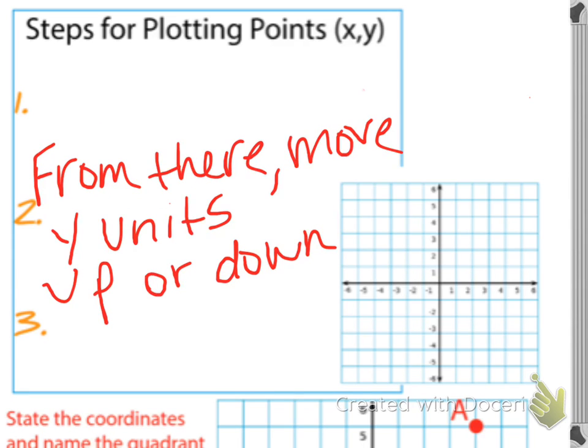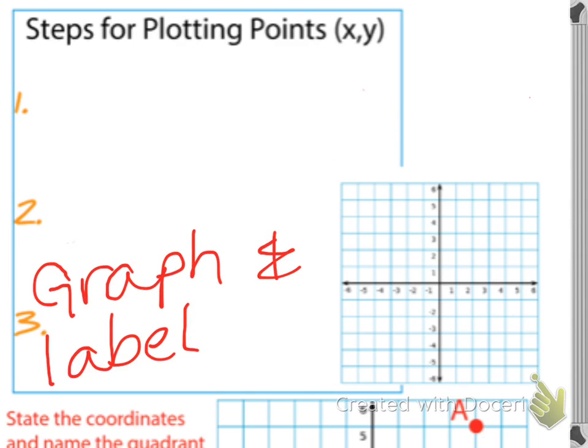From there, you're going to move y number of units up or down. So if your y coordinate happens to be positive, you're going to move up that number of units. If your y coordinate happens to be negative, then we'll be moving down that number of units. And then after we've moved all of the number of y units we needed to move, we'll graph and label. So we'll make a point on the coordinate plane and we'll label that point with the ordered pair that represents that point.